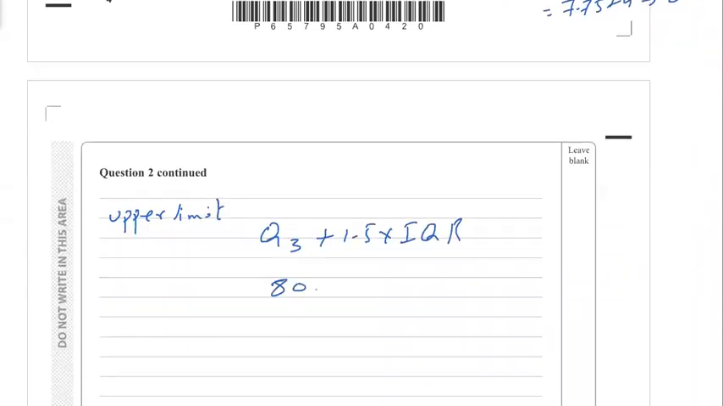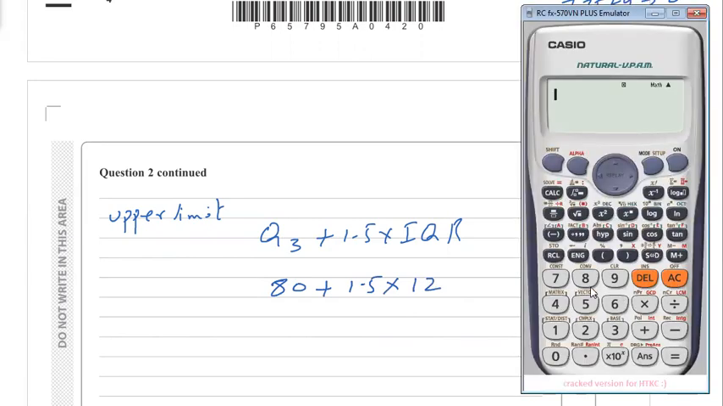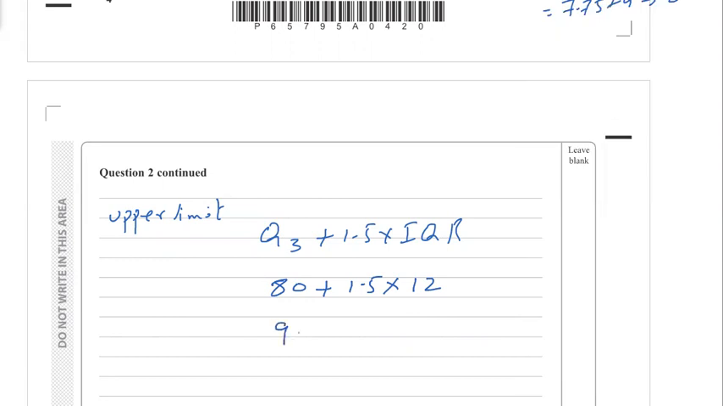So it will be 80 plus 1.5 times the interquartile range. The interquartile range is 12, we found in the last part. So if I calculate this, it will be 80 plus 1.5 times 12. That is going to be 98. So the upper limit is 98.